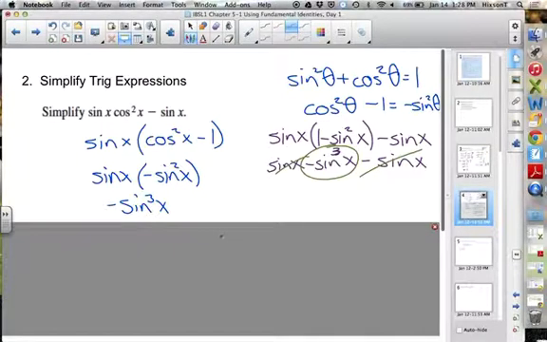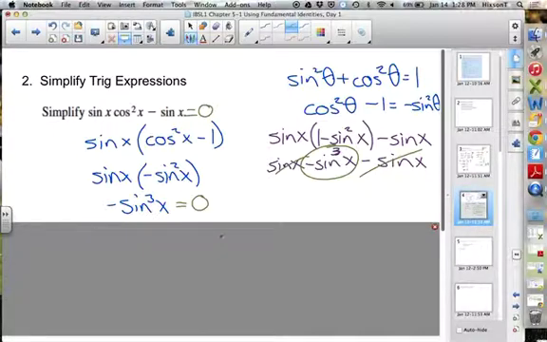Two quick examples of how this can be used. First of all, in solving equations, if I were given this equal to zero, as it is, I can't solve that equation. We'd have to do something to it in order to solve it, okay? If I get it down to this, now I can actually solve it.